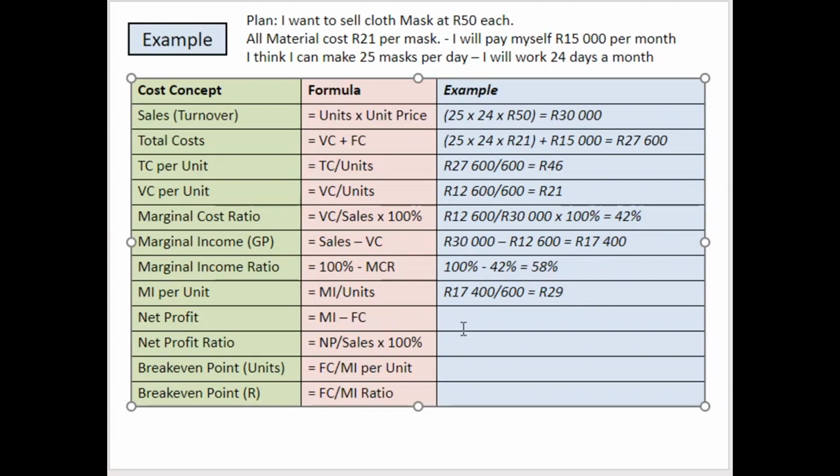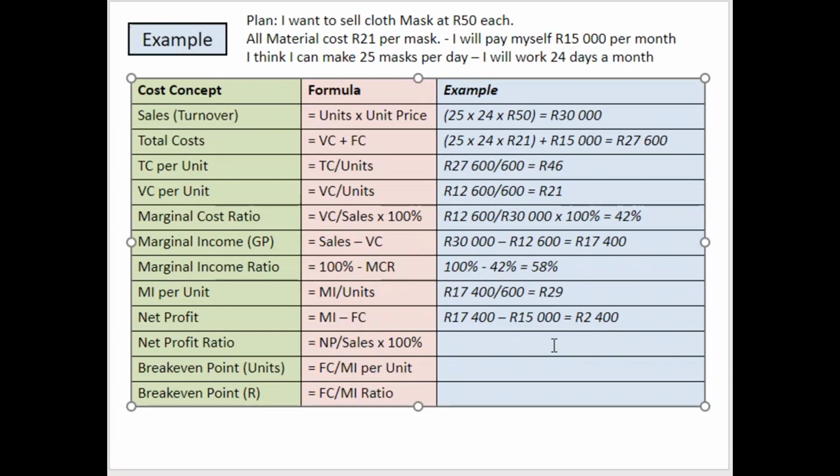Okay. My net profit is then my marginal income that I have just calculated, again, 17,400, minus my fixed cost, which is my salary, 15,000. So my net profit is therefore only 2,400 Rand.